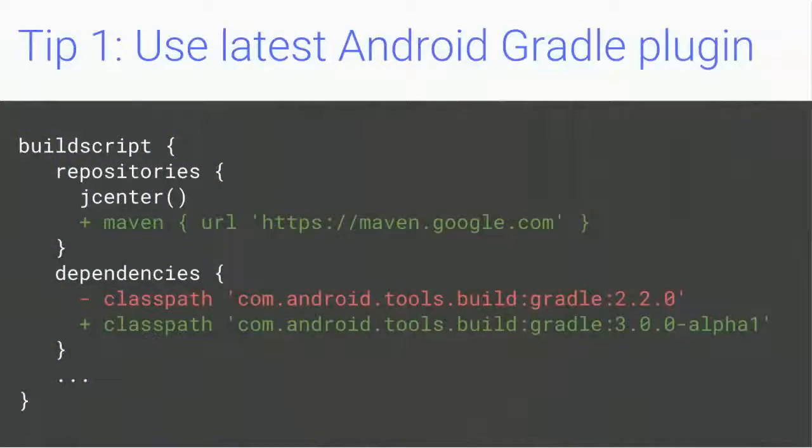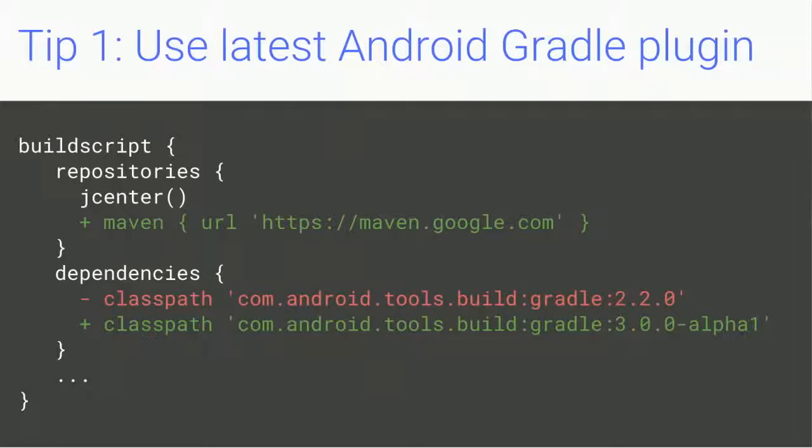OK, so the first tip is to make sure you use the latest Android Gradle plugin. With each release, we make a lot of bug fixes and fix performance issues, as well as introduce new performance features. So you want to make sure you are able to leverage those. Now, there are a couple of things to note here. First one is that starting with the plugin 3.0, we are going to distribute the plugin through the new Google's Maven repository that we announced yesterday. So you need to add that Maven line at the top to get the new plugin.